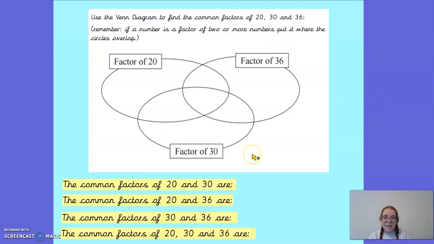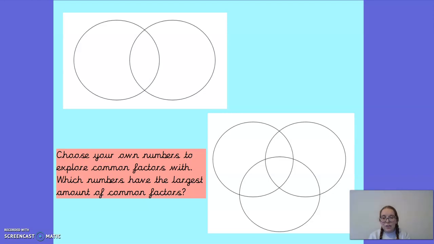The next activity is all about the Venn diagram. Can you find the factors of 20, the factors of 30, the factors of 36? But, top tip, if you've got some that are factors of 2 or more of the numbers, you need to put it in the middle section of the Venn diagram and then answer these questions at the bottom here. And then you can choose your own numbers to explore common factors with which numbers have the largest amount of common factors that you can find. A little challenge for you there.